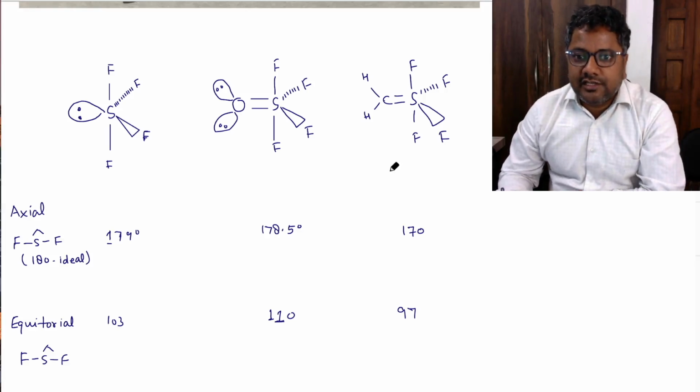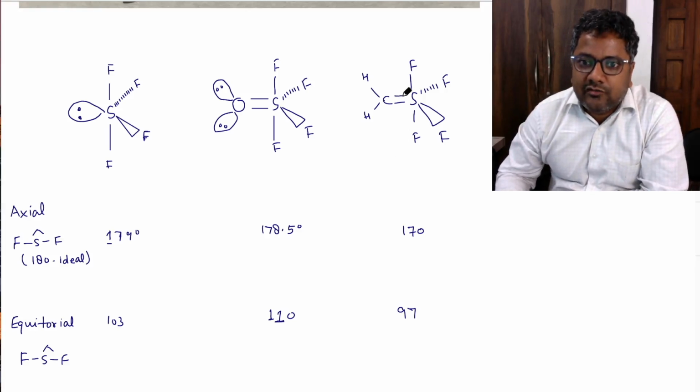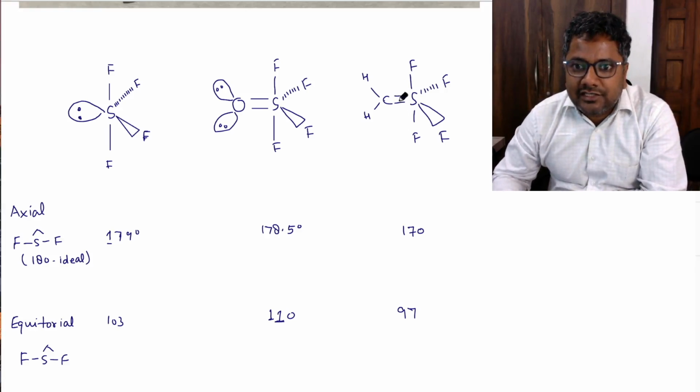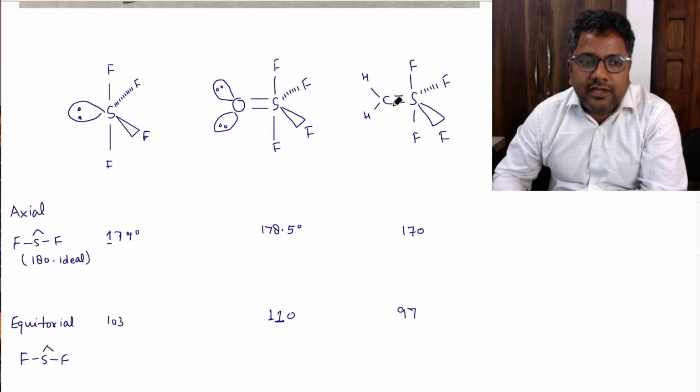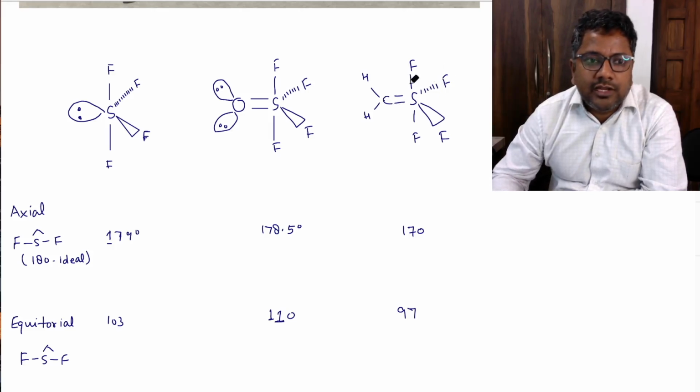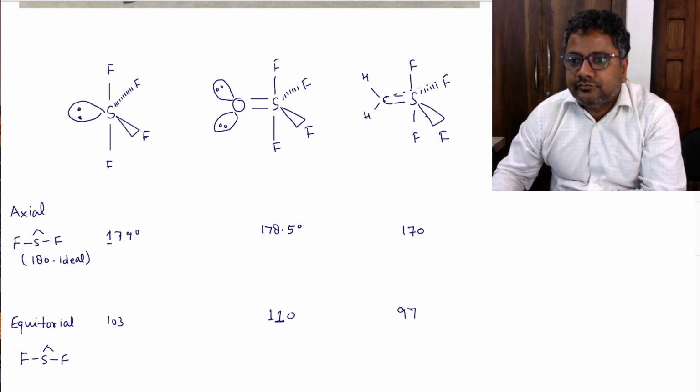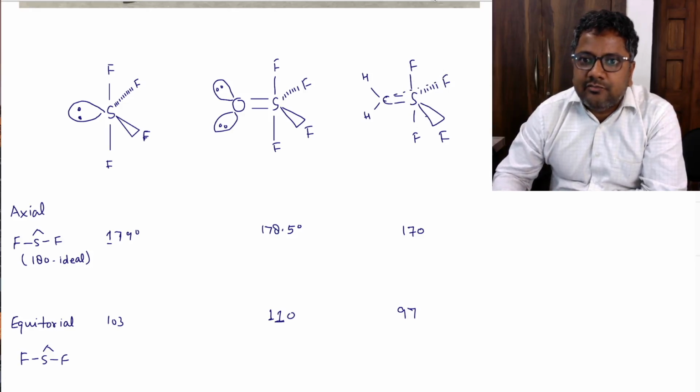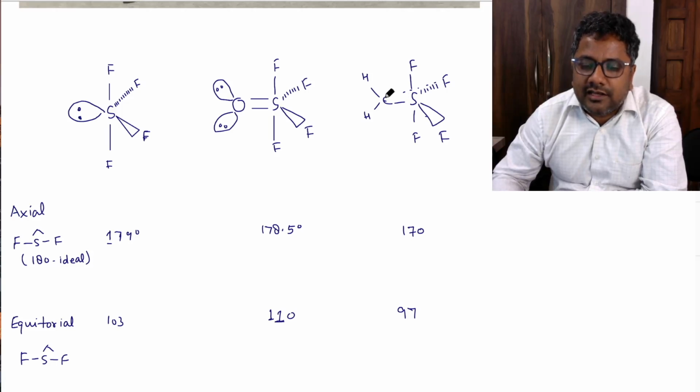So see, what could be the possible reason for this? The possible reason is that this pi bond, which is formed between carbon and sulfur here, will lie in the same plane in which these fluorines are lying. Means you can say the pi bond is in the equatorial plane. So see how this equatorial plane is constituted. This pi bond, we can say, is formed like this.